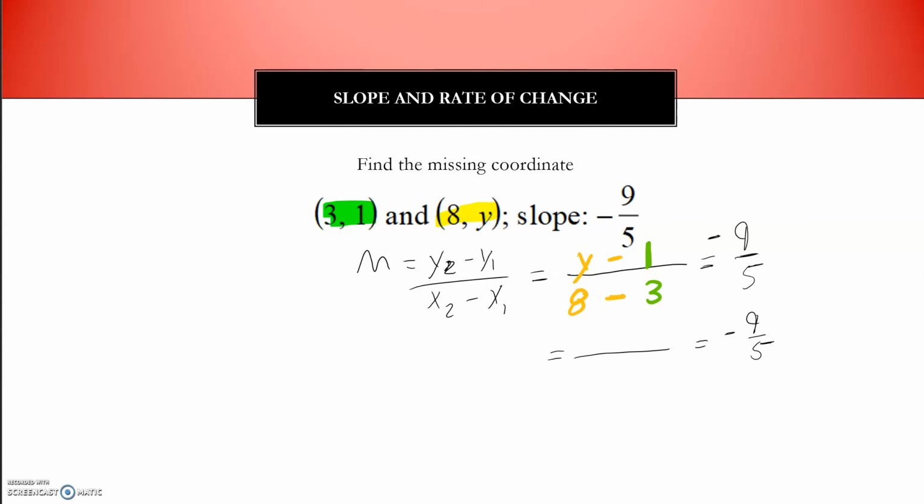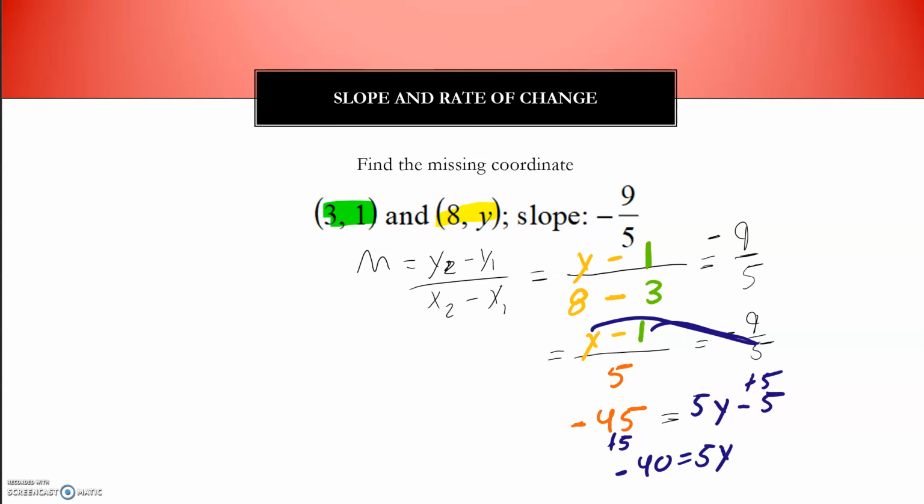So in the numerator, we're going to leave that y minus 1. And then in the denominator, we're going to have our 5. And then equals the negative 9/5. So cross multiply. So 5 times negative 9 is negative 45 equals 5 times y minus 1. That's a distributive property. So we would get 5y minus 5. And then solve. So we would add 5 to each side. So I would get negative 40 equals 5y. Divide both sides by 5, and I get y equals negative 8.